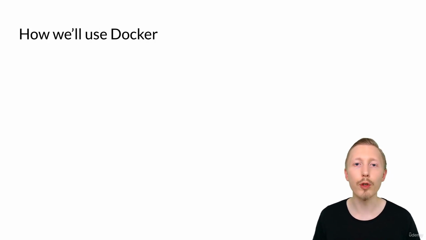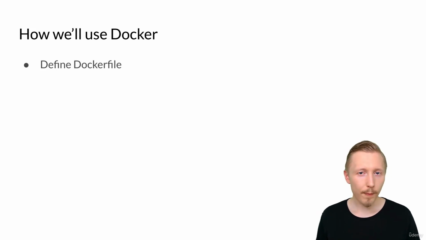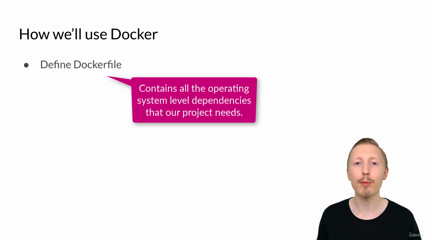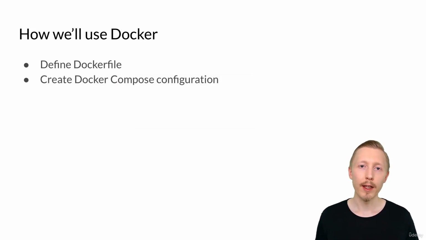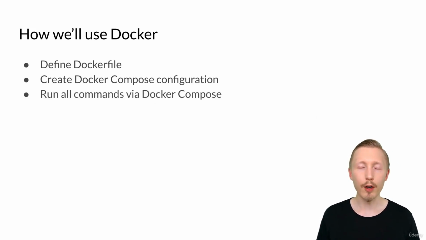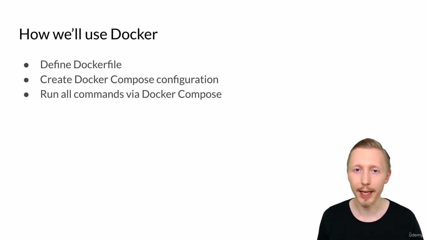So how are we going to use Docker when we're developing our Django project? First, we'll define a Docker file. The Docker file is going to contain all of the operating system level dependencies that our project needs. Then we'll create a Docker Compose configuration. This will tell Docker how to run the images that are created from our Docker file configuration. We're going to run all the commands that we need for this project through Docker Compose, and I'm going to show you an example of that in a moment.